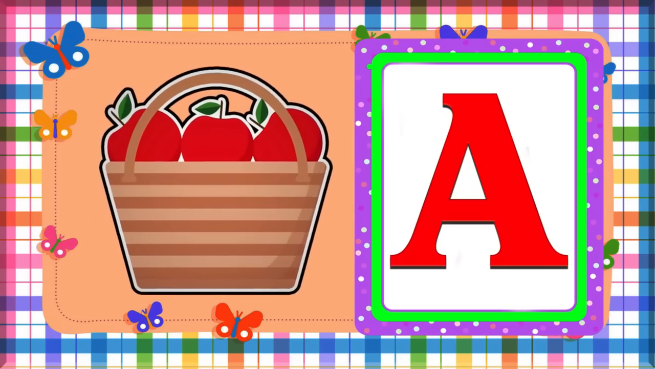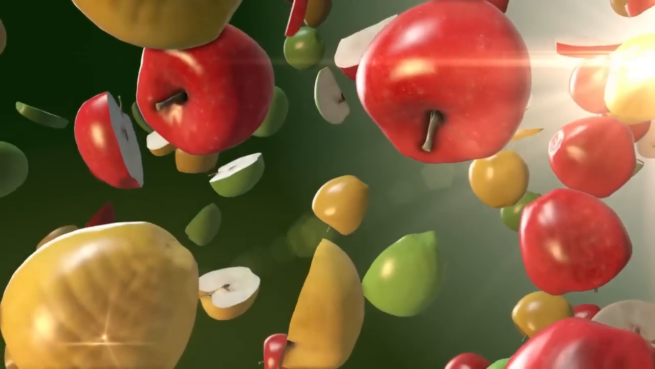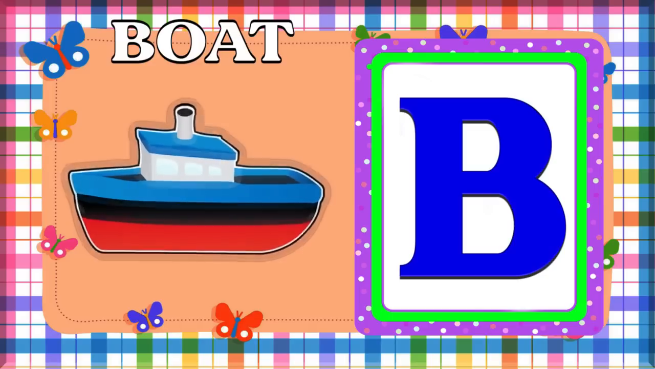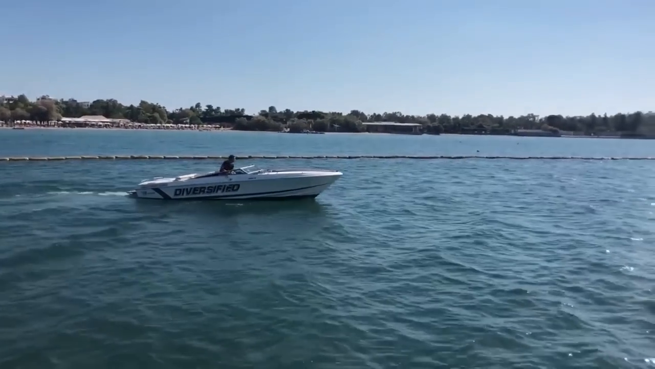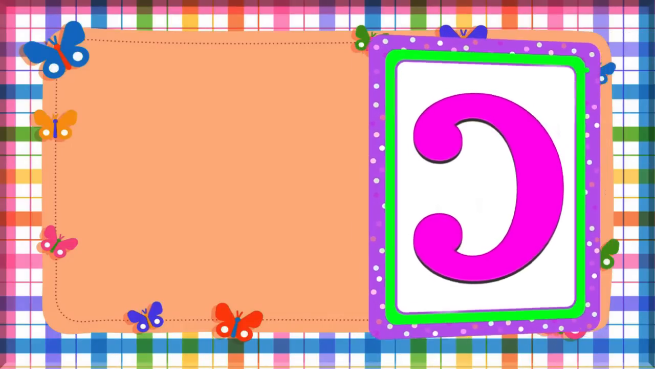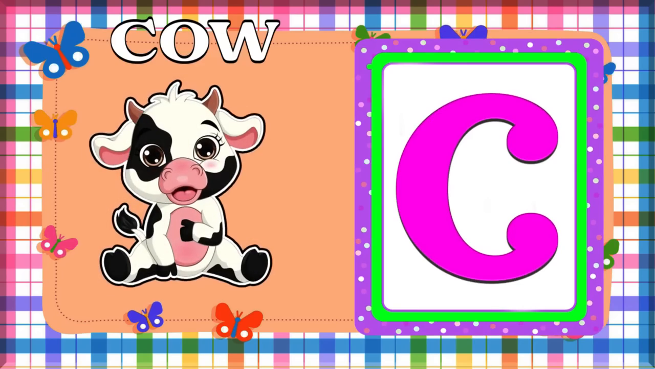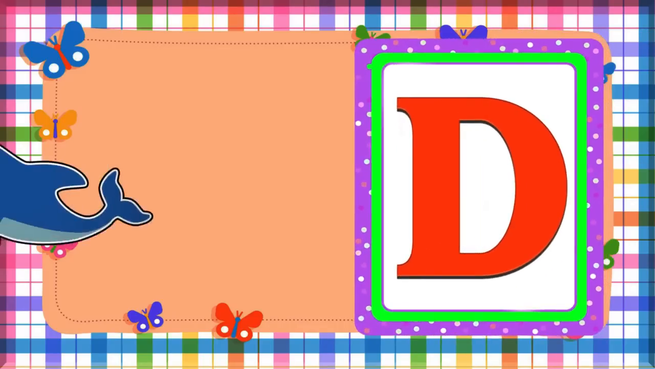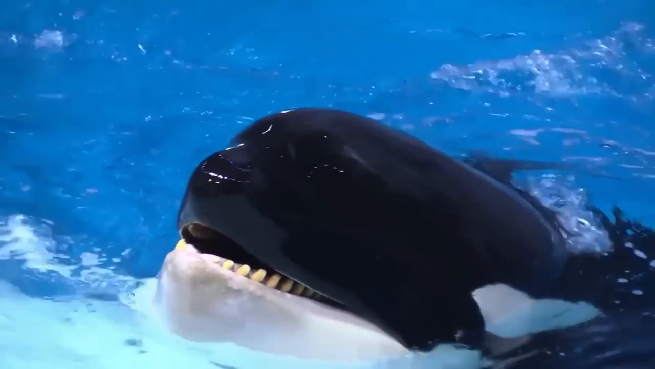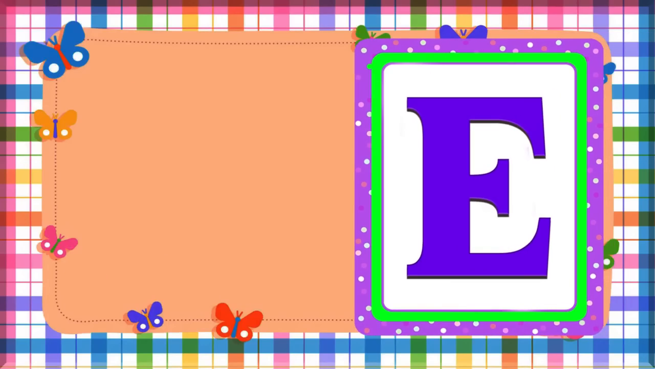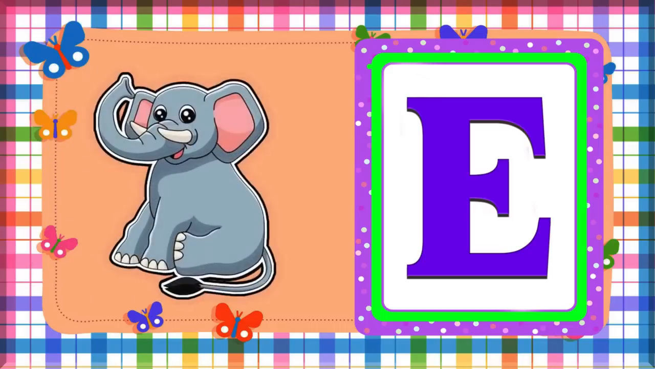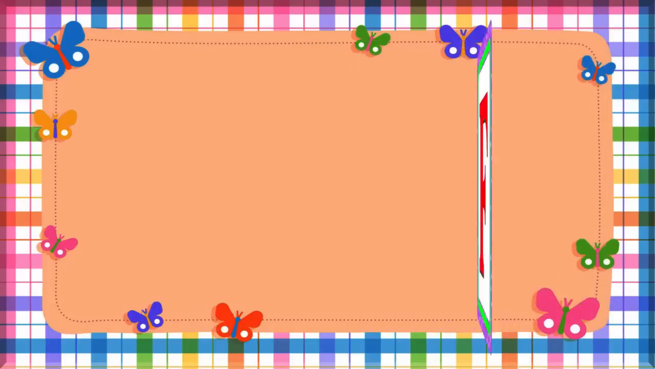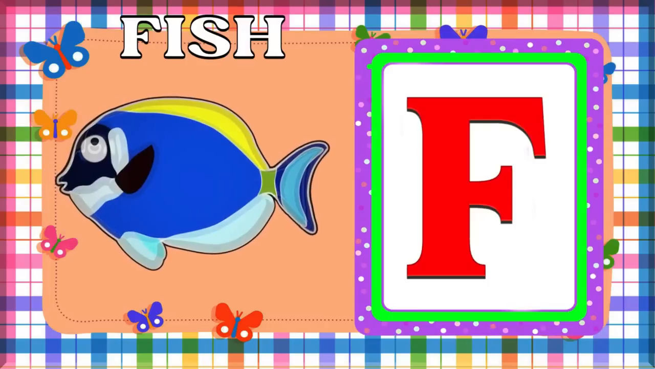A is for apples. Apples. B. B is for boat. Boat. C is for cow. Cow. D. D is for dolphin. Dolphin. E. E is for elephant. Elephant. F. F is for fish. Fish.